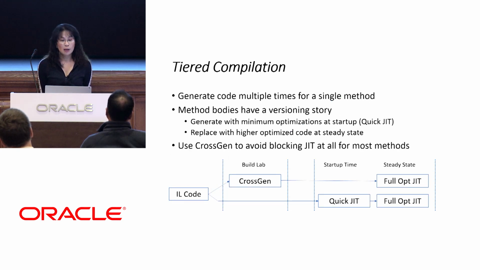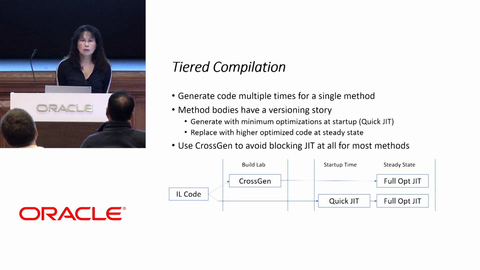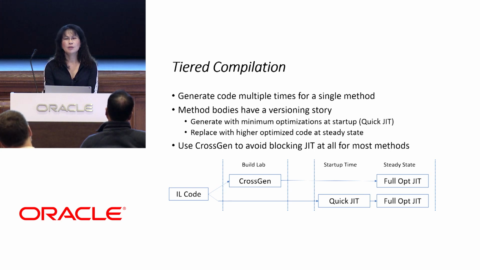So how does the JIT come to help? For a long, long time, our CLR has had one assumption, that is one IL method body only has one native code copy. And in order for the JIT to come to help, we know that there are some AOT images where the code gen is not as good. We need to be able to generate another copy and try to use it. And so this is what we call tiered compilation. We were hoping that we can generate code multiple times for a single method, and then the method body itself has some sort of versioning story.